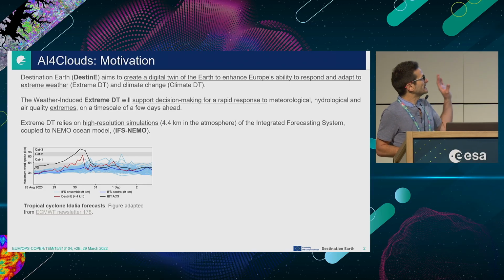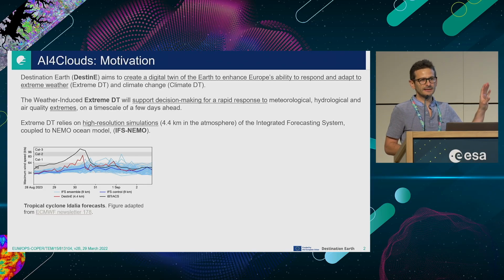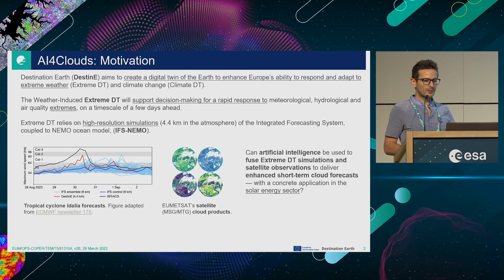But what I'd like to highlight here, that we saw also yesterday, is that these simulations have systematic biases. And the question for us is: how can we use artificial intelligence to merge Extreme DT simulations with satellite measurements to enhance short-term cloud forecast? And we'll try to do so for a concrete application in the solar energy sector.